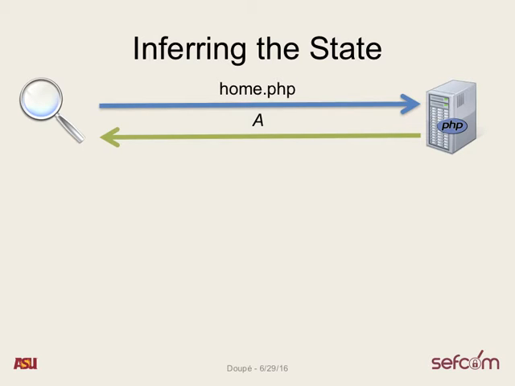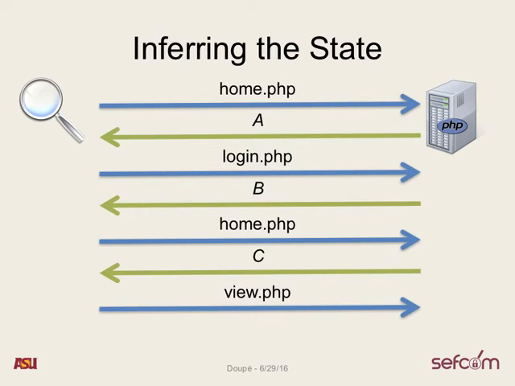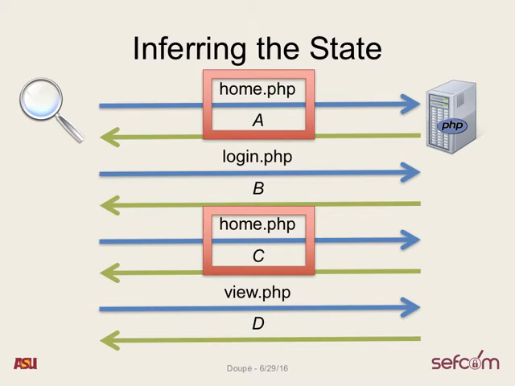So what we're doing is we're inferring the state of the web application by interacting. We make a request to home, we get A. We make a request to login, we get B. We make a request to home, we get C. We make a request to view, and we get D. And what we realize is we can, from completely the outside, infer that the state of this application has changed because we make a request to the home page and we get a different response back. A and C are different.